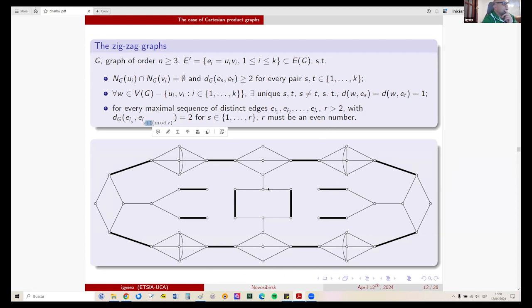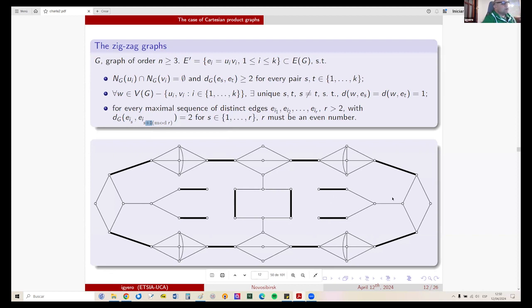If I consider this maximal sequence in the center, they are also 2, and this again is a maximal sequence. Notice that in this case, these 4 edges which are here outside, together with this one in the middle, is not one maximal sequence. Because here the distance between these 2 edges is 2, but the distance between this edge and this one is 3. You see, 1, 2, 3. So this is not a maximal sequence. All the maximal sequences are these ones here, this one in the middle, and this.